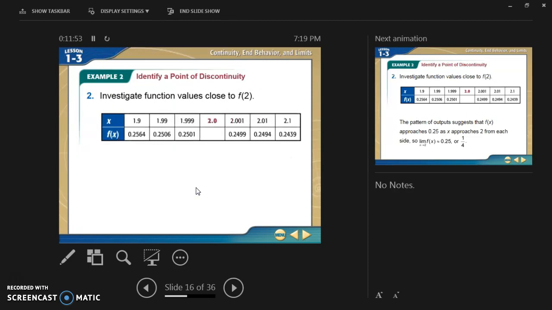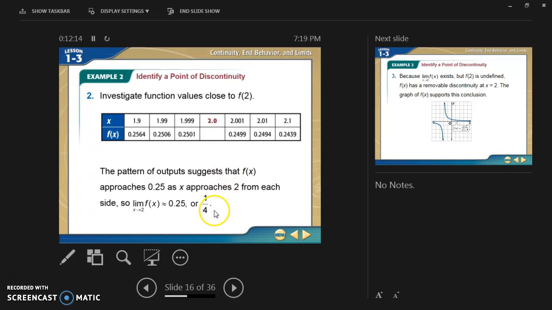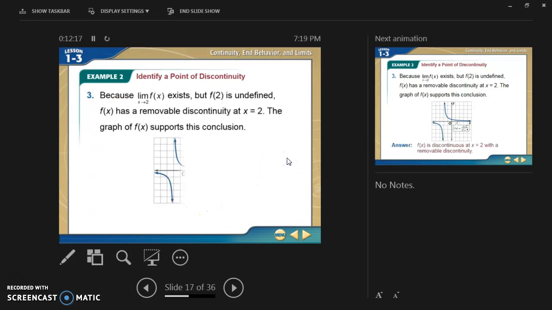Now, let's look at the limit. As we're approaching 2 from the left, look what's happening to our y values. As we're approaching 2 from the right, look what's happening. They seem to approach the same thing, about 0.25 or 1/4. So the limit does exist, okay? And it seems to be 1/4. All right, now, because the limit exists, but f of 2 is undefined, f of x has a removable discontinuity at x equals 2. And if you graph this on your graphing calculator, this is how it's going to graph it. The graph supports this conclusion.